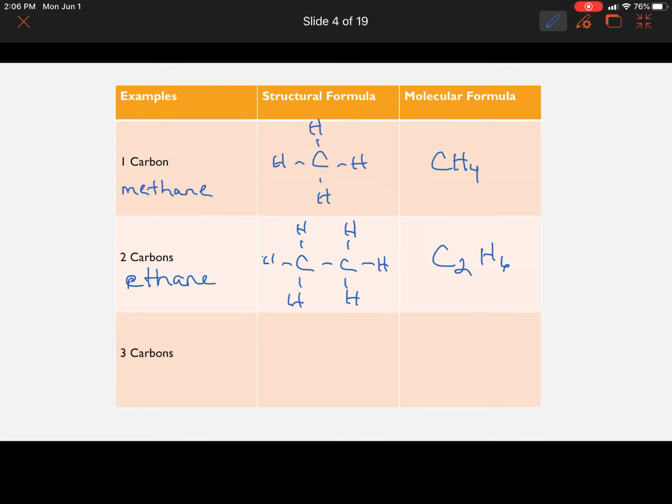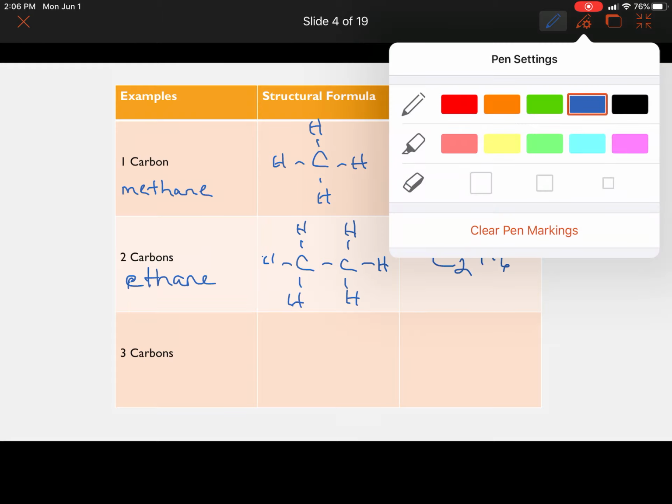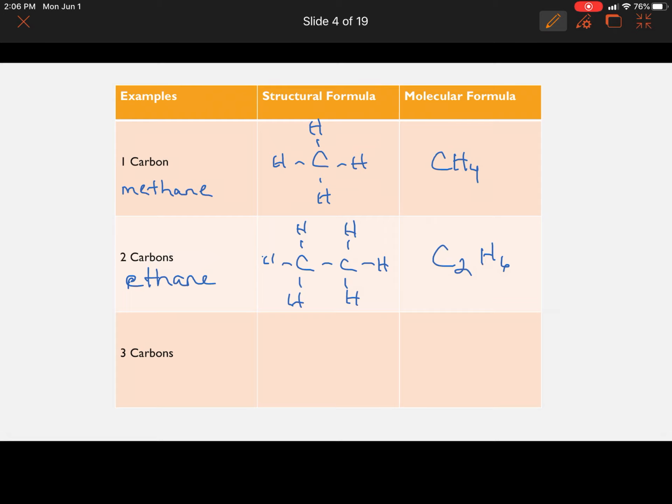Now, for 3 carbons, oh, you know what? I should actually note too, there's different markings for this. So if we look here, we can kind of break this up, right? So we've got 2 of these. So another way of writing that would be CH3, CH3, okay?